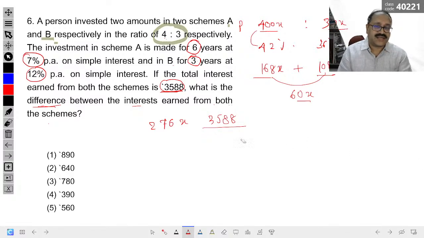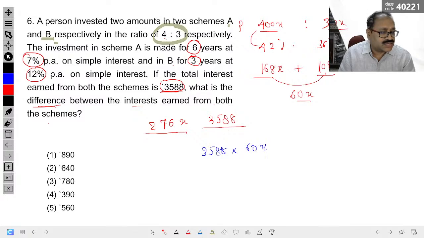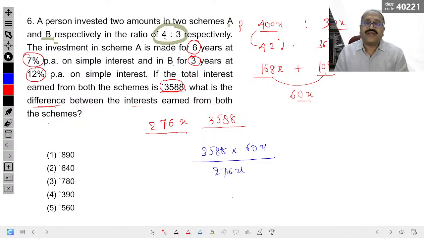That's great. So I already know that 276x is equal to this much. Then what is 60x? This is 3,588. My requirement is 60x, so multiply by 60x and divide by 276x. The rest is cancellation only. As x gets cancelled, this gets cancelled 13 times, and 13 into 60 should be your answer.